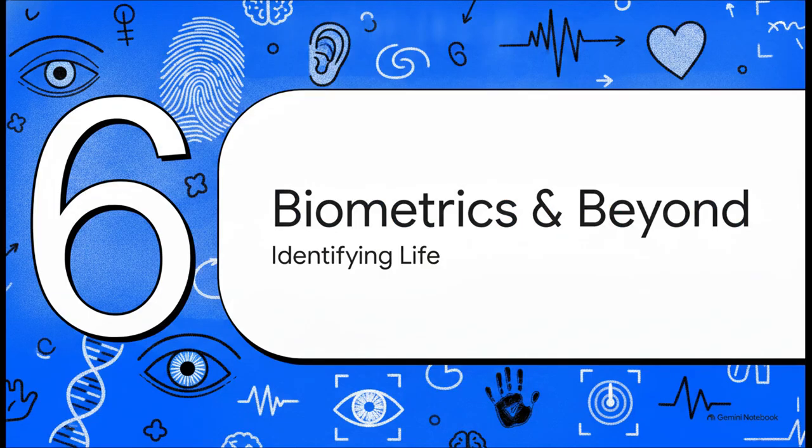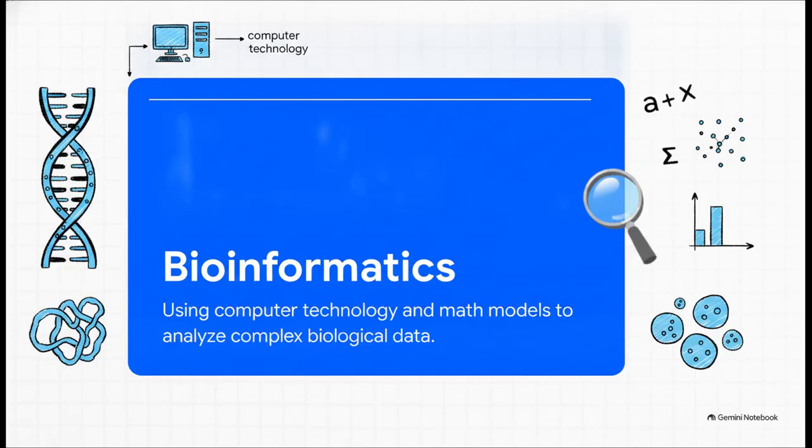Section 6. Biometrics and beyond, identifying and analyzing life. All right, let's zoom back out from the heavy math for a second, because tech isn't just screens and data, it's biology too. Let's look at bioinformatics. This is the science of using computers, mathematical models, and statistics to store and analyze incredibly complex biological data. If researchers are studying DNA sequences, RNA, or trying to decode proteins to cure disease, they are absolutely relying on the massive processing power of bioinformatics.